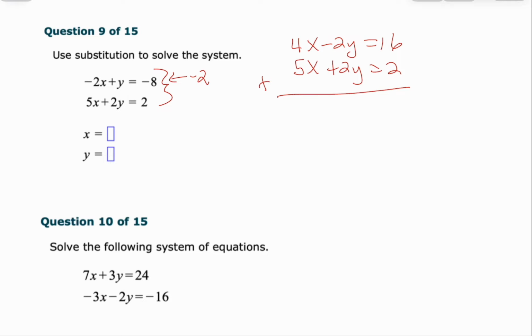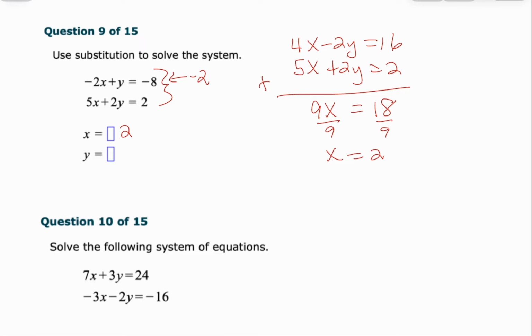So now I can add the two equations together. I get 9x equals 18. And that's an easy thing to solve. I'm going to divide both sides by 9. I get x is equal to 2. So that's what x is.